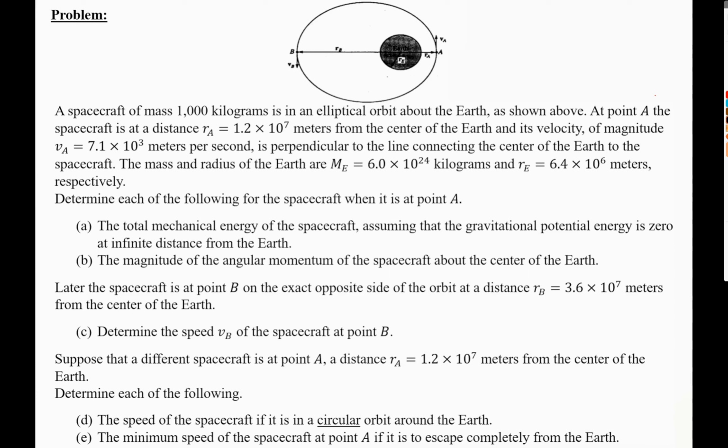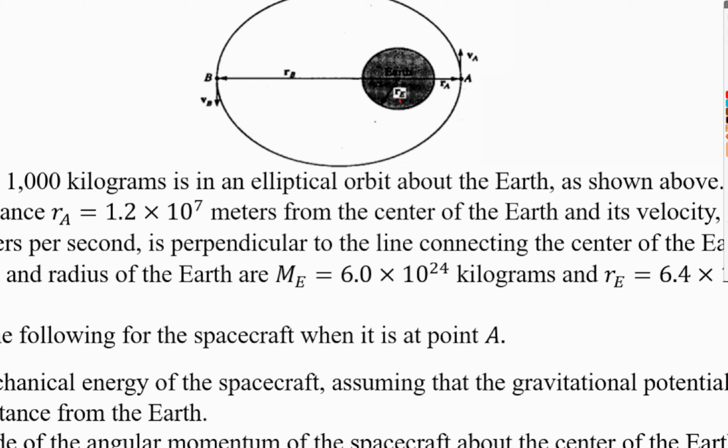Now we're going to solve the following problem. A spacecraft of mass 1000 kilograms is in an elliptical orbit about the Earth as shown above. So this is the Earth. This is the radius of the Earth.